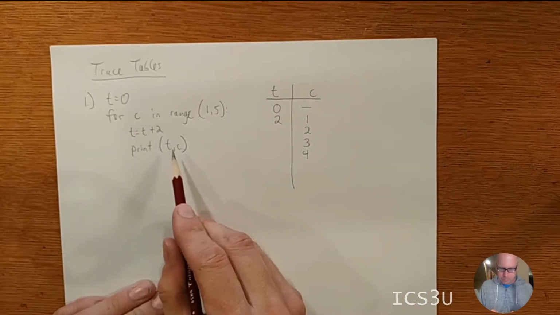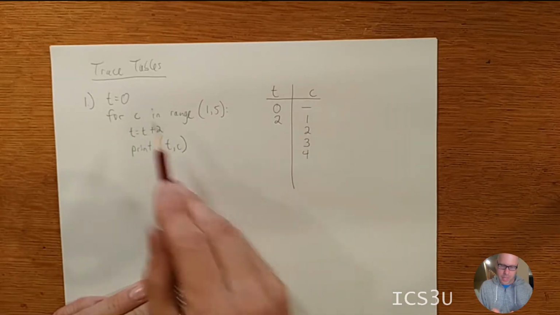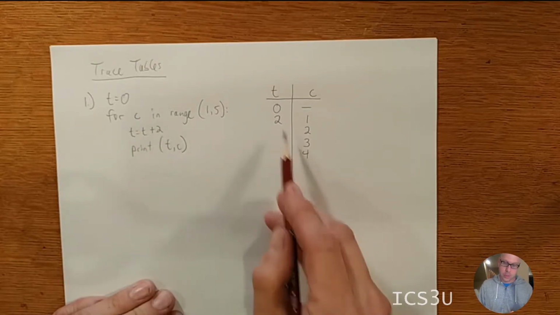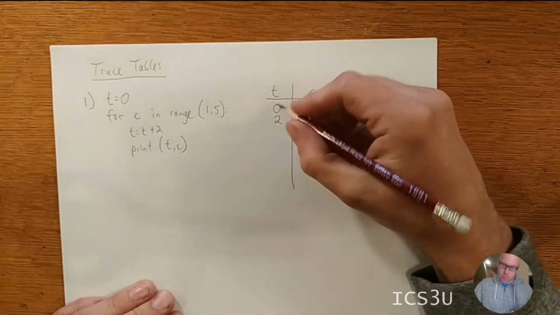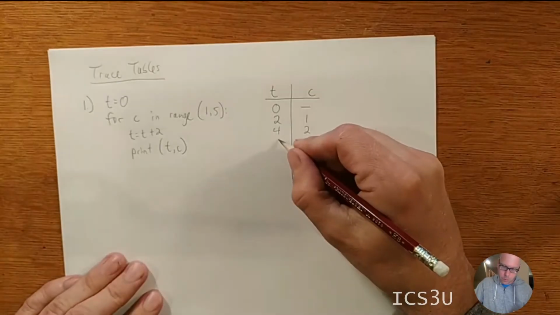Then it prints the value of t and the value of c. It loops back around, sets c to 2, and t is now going to be equal to what it was before plus 2. It was 2. 2 plus 2 is 4. So looks like we're going to be adding 2 to t each time that we go through.